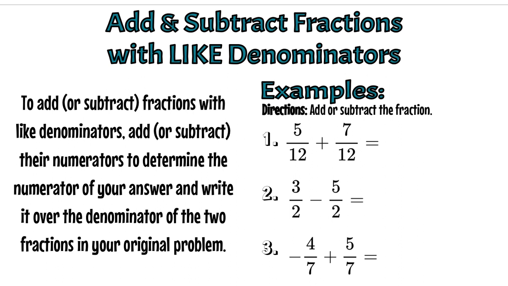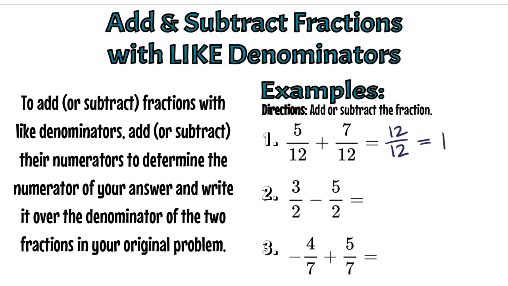For example, in number 1, we have the fraction 5/12 plus 7/12. So to add these fractions, we're going to add their numerators first. 5 plus 7 is 12, and that's the numerator of our sum. And then our denominator is the denominator that both fractions already share, 12. So our answer is 12 over 12, and hopefully you recognize that that can simplify to 1. So whenever we can, we want to simplify our fraction.